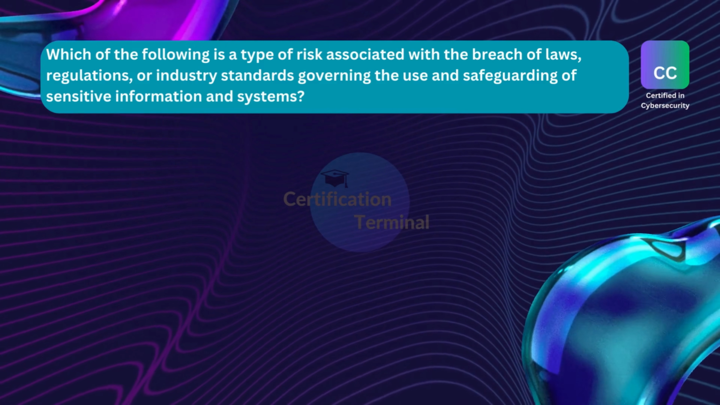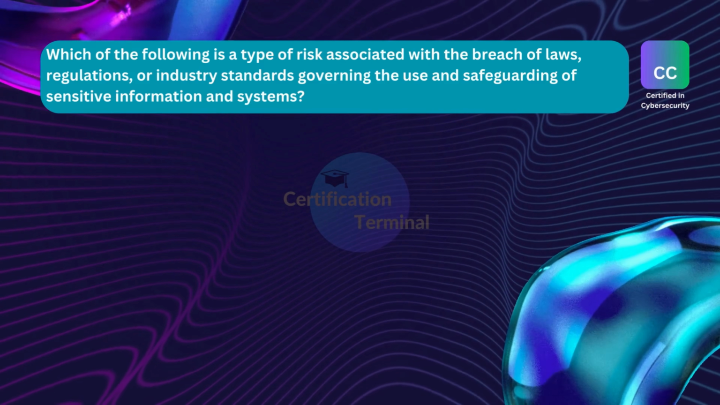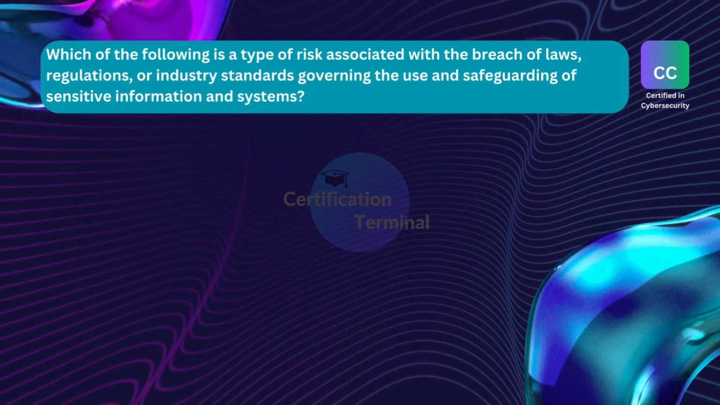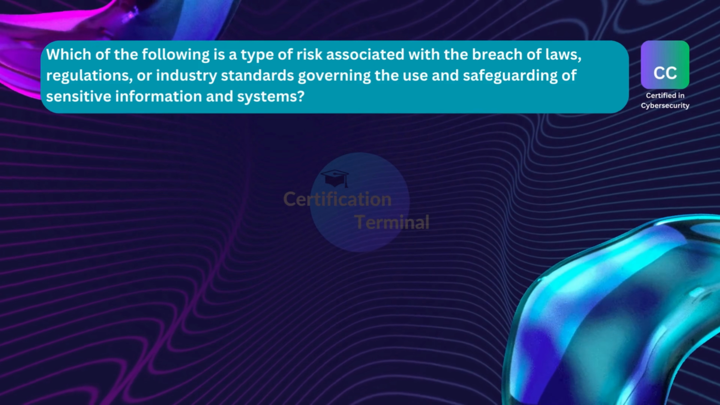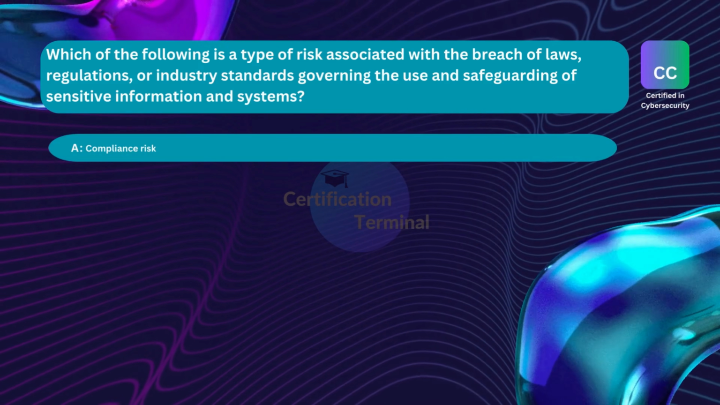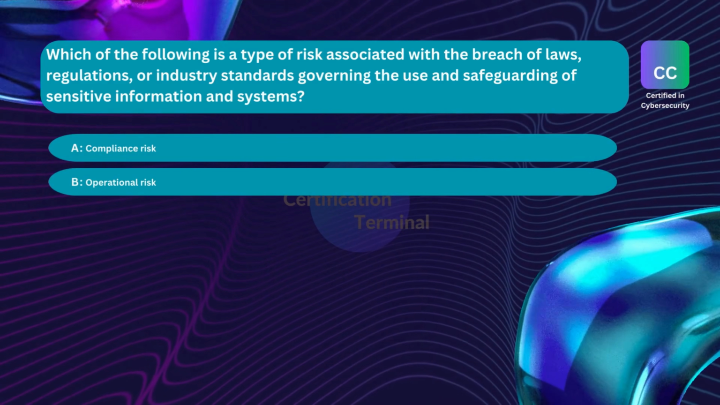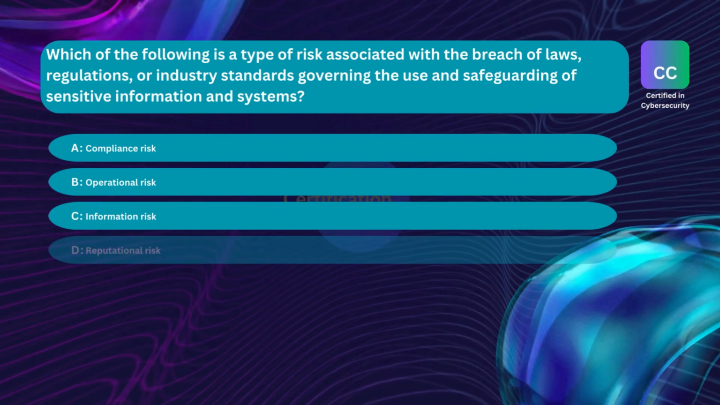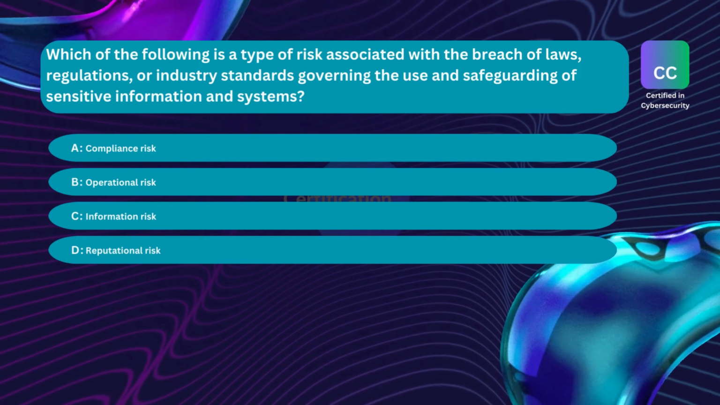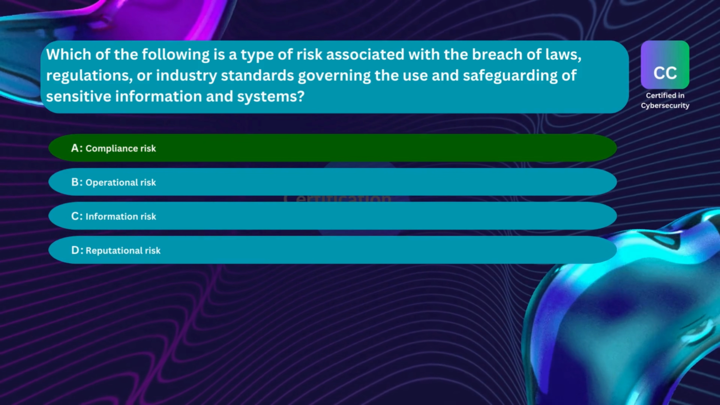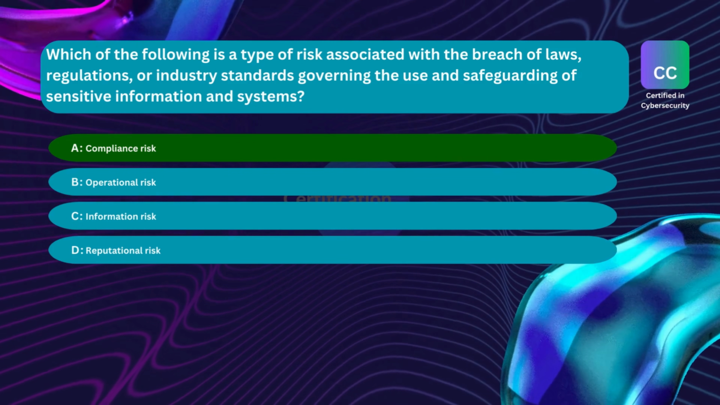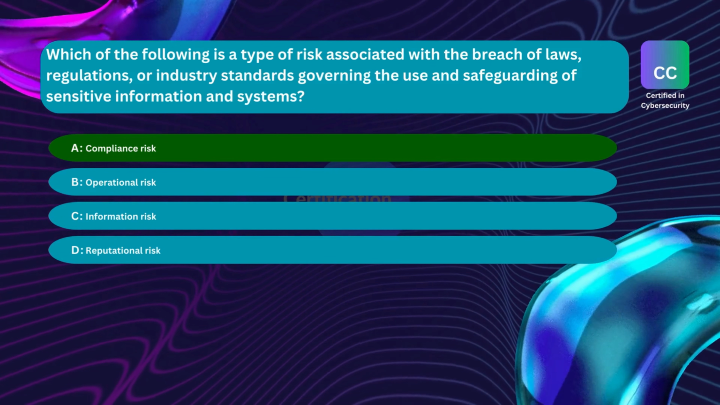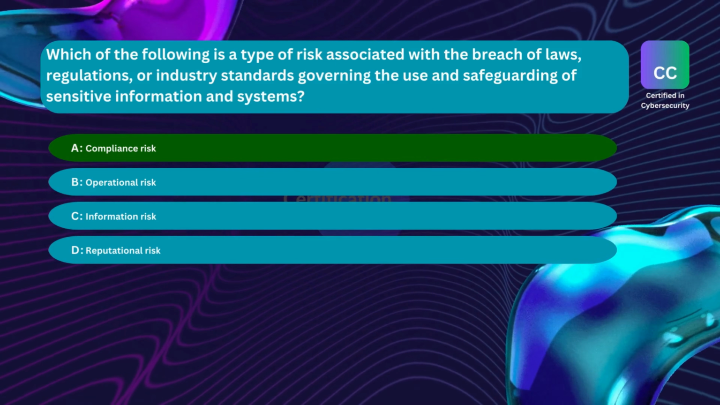Question number 14. Which of the following is a type of risk associated with the breach of laws, regulations, or industry standards governing the use and safeguarding of sensitive information and systems? Option A, compliance risk. Option B, operational risk. Option C, information risk. Option D, reputational risk. The correct answer is Option A, compliance risk. Compliance can vary from industry to industry, and compliance risk can cause the organization to violate laws and incur penalty.